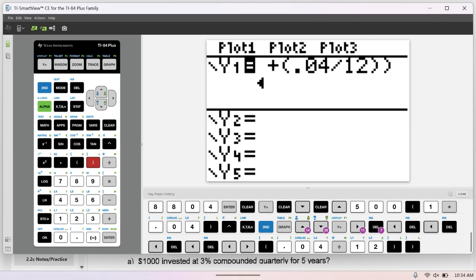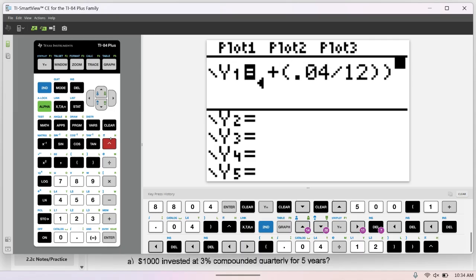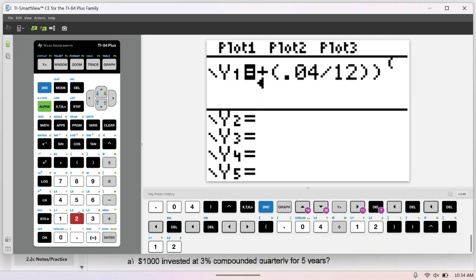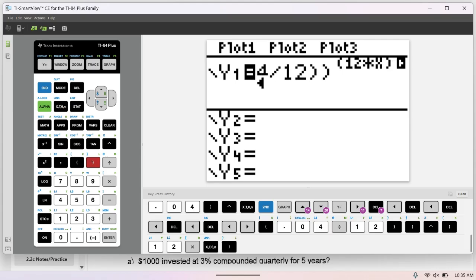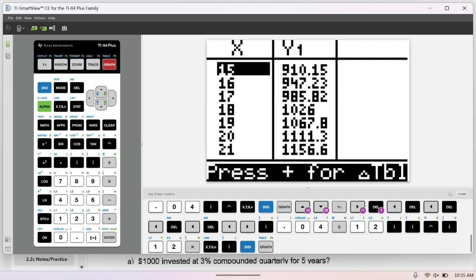All right. And then you raise it. I'm still going to put parentheses around this because I want to make sure my calculator doesn't try and PEMDAS its way out of this. 12 times x. All right. When in doubt, put parentheses around it because your calculator loves to do PEMDAS, and sometimes PEMDAS does not work in your favor, especially with functions. All right. So I'm going to hit second table. Now I'm going to work backwards a little bit.